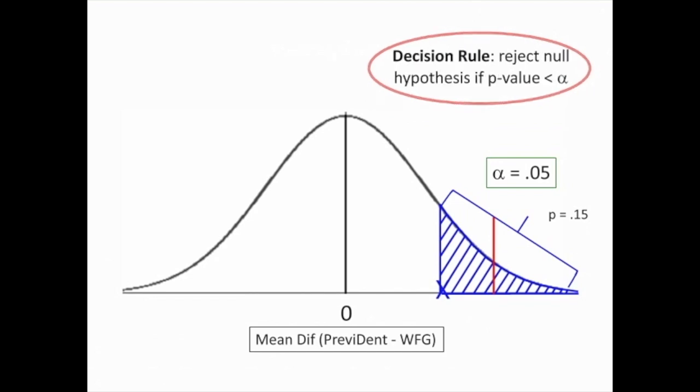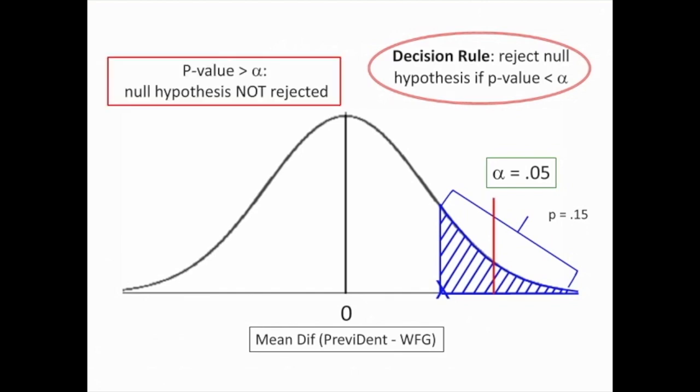She set her maximum risk of rejecting a true null hypothesis, that is, the significance level, at 0.05. This created a decision rule. Any result that can happen less than 5% of the time by chance will be taken as evidence against the null hypothesis.